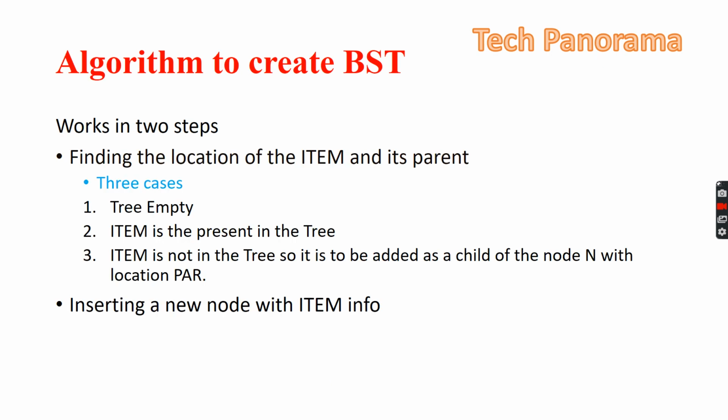So we have already done finding the location of the item and its parent. Finding the location and its parent will give us two outputs: the location of the item and its parent. The location of the item and its parent will return different values in three cases. The three cases are: first, the tree may be empty; second, the item is present in the tree; or third, the item is not present in the tree.